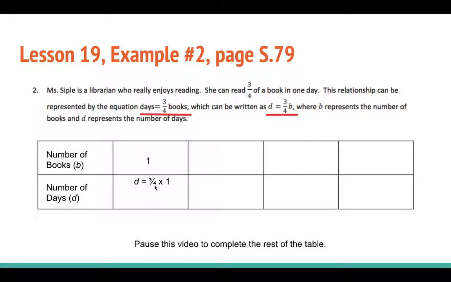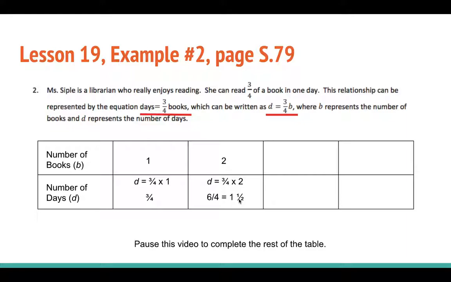D equals 3/4 times 1, and that will be the number of days: 3/4 of a day. Okay? And if we say there's 2 books, and we plug those in, that'd be 3/4 times 2, and that will tell us that it takes her 1.5 days to finish 2 books.